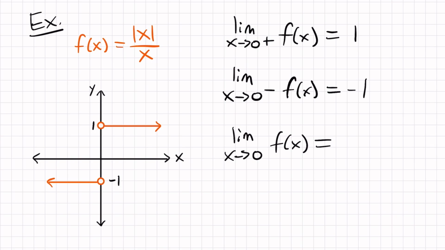Well, we can't say it's 1 because it's not 1 from the left side, and we can't say it's -1 because it's not -1 from the right side. So we just simply don't have a limit here, and we have to say that the limit doesn't exist at 0. So we write this by saying DNE, which stands for does not exist. So in this case, the limit doesn't exist because the limit from the right side is different from the limit from the left side.